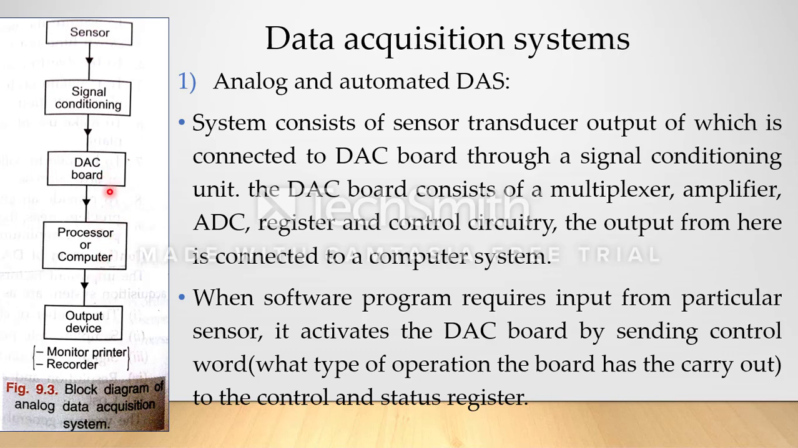If we require output in the digital form, we require an ADC, analog to digital converter, registers, and so on. Here this mainly consists of the multiplexer, amplifier circuits, and so on. Then that is given to a processor or a computer, and it is given to an output device, a monitor or a recorder, which is in the digital form, right? So the input to this will be in the analog form, and then it is converted to digital.